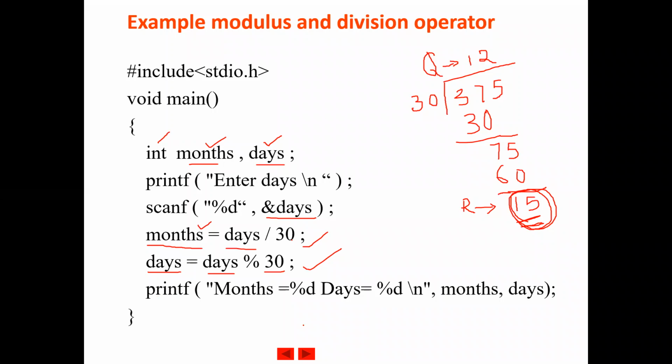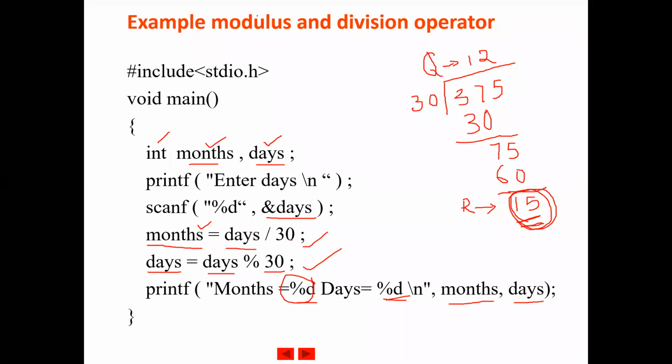And using printf, you are printing the number of months and number of days. So months equal to percentage d. Wherever percentage d is mentioned, it will be replaced by the value of the variable called months, in the same order, right? Wherever the second percentage d is given, the value of the variable days will be substituted. Got it? So this will be the program which we can give for this.